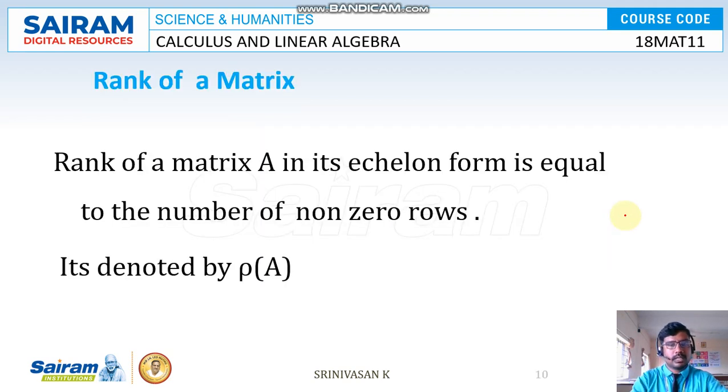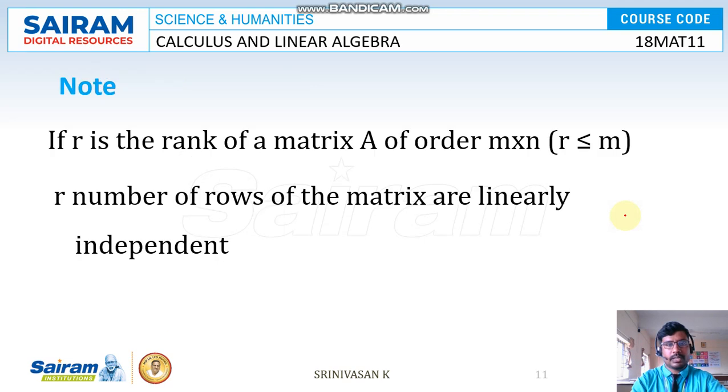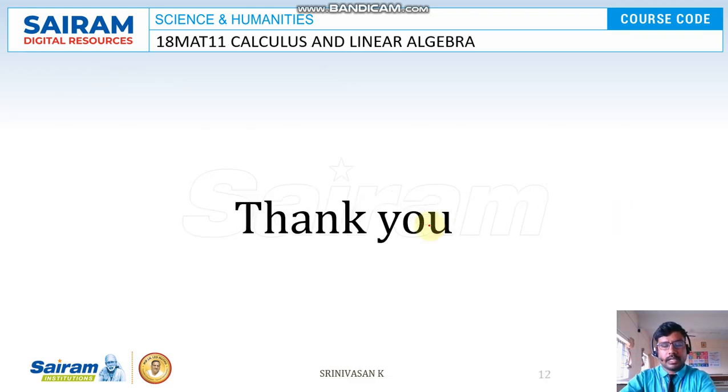Okay, so now the rank of a matrix. What is meant by rank of a matrix? The rank of a matrix is the number of non-zero rows. So the number of non-zero rows is called the rank of the matrix.